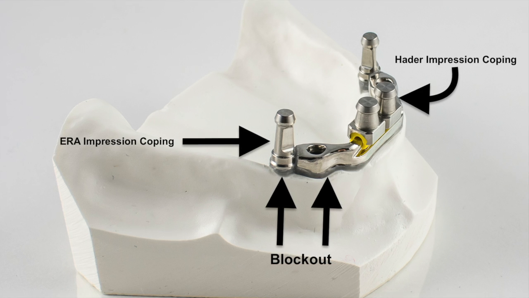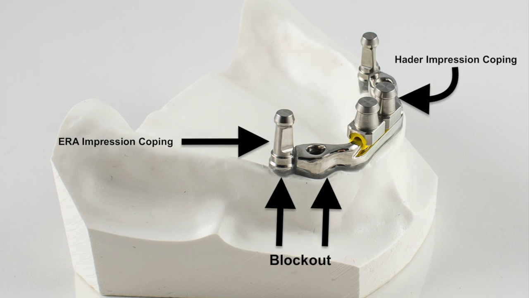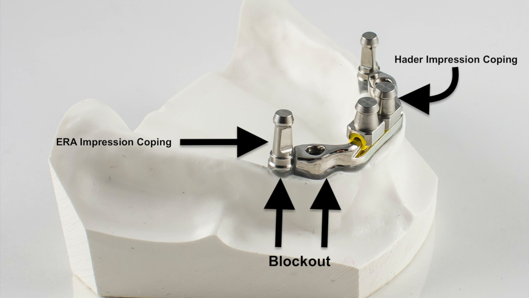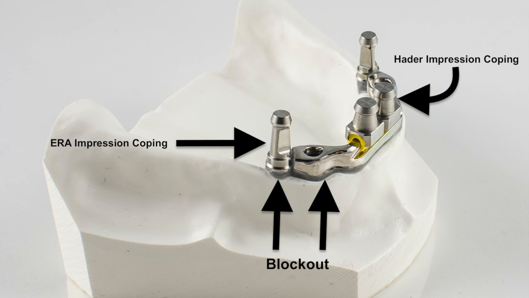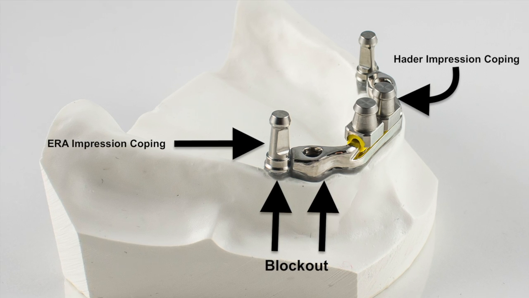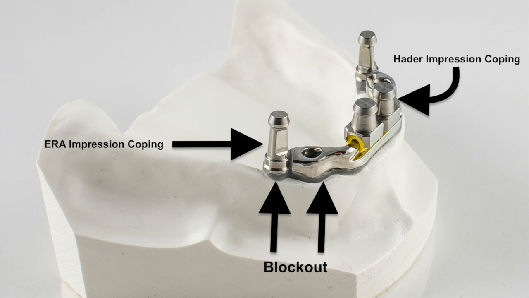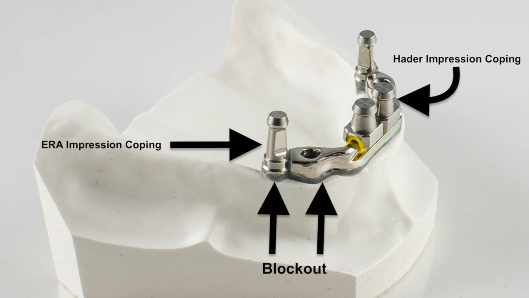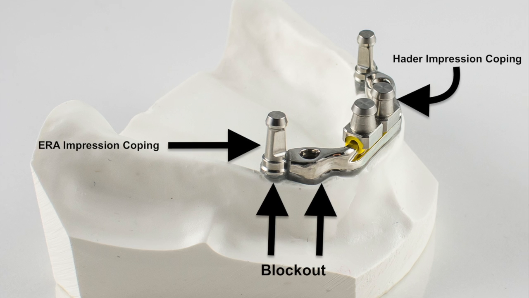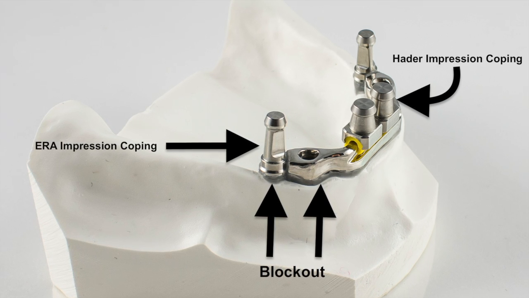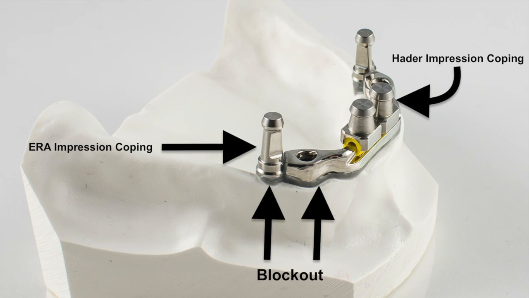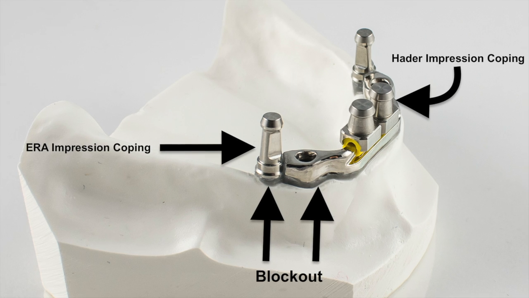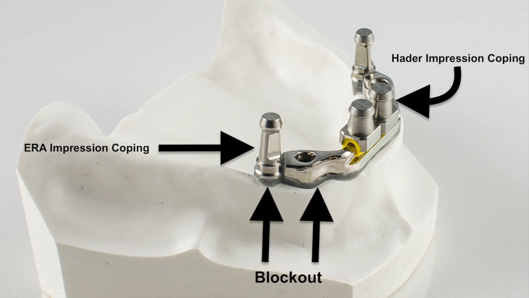I prefer to use another method, which I think creates a better processing model. You begin by snapping Hader bar impression copings onto the bar and micro ERA partial denture impression copings onto the ERAs. You would need to use the ERA impression copings even if you are using the other method. Of course, in both methods, you must block out any space between the tissue and the bar and the ERAs before making the impression. On this model, I used wax.